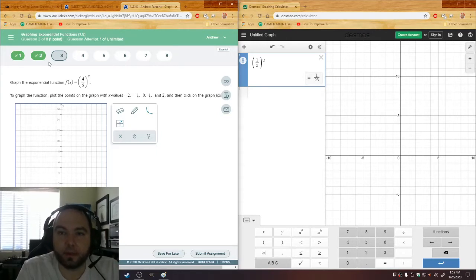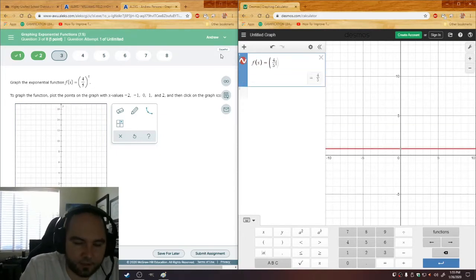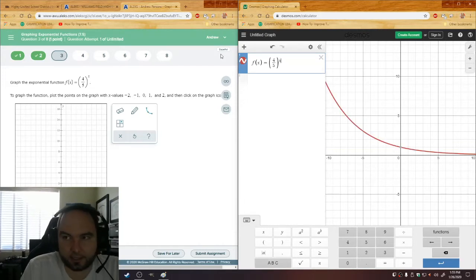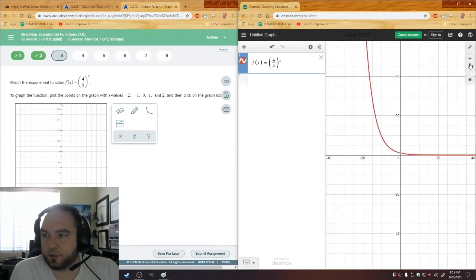All right, so the first two problems were just taking a table, plugging stuff in. I would just use a calculator and plug it in. Pretty simple. The next one says graph the function. F of x equals 4/5 to the x. So I graphed it. There's the graph. If you feel like zooming out, you could, I guess.